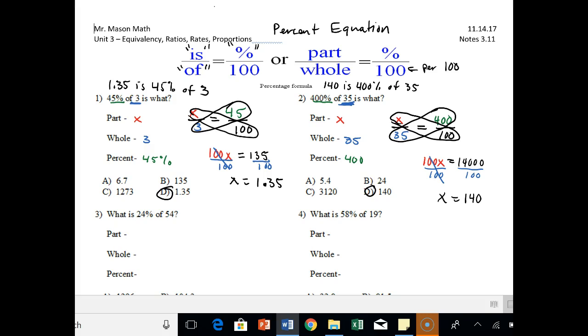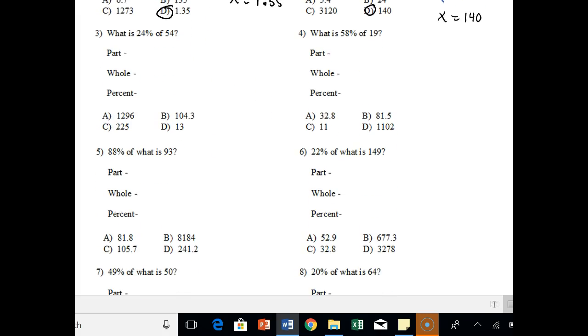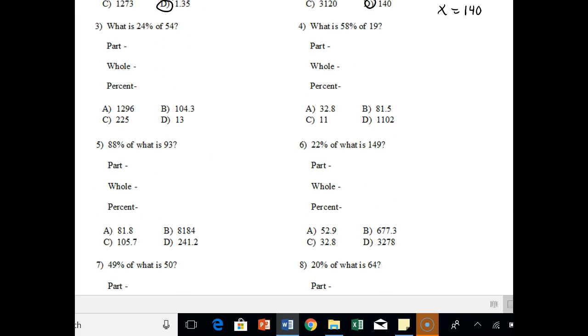Okay? Let's move on to another type of problem, problem number 3. It says, what is 24% of 54? So notice again, they give you the percent, 24%. They give you the of, or the whole, 54. And they don't give you the part. So we have x over 54 equal to 24 over 100.